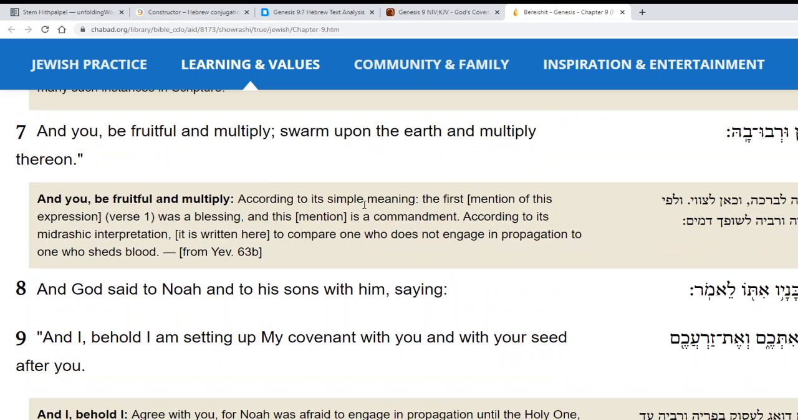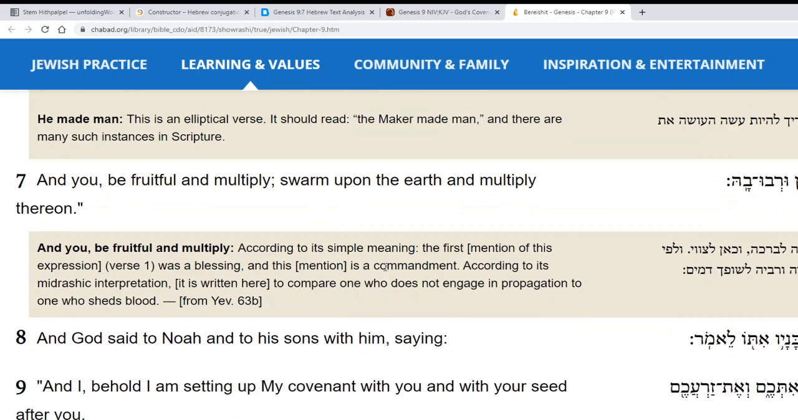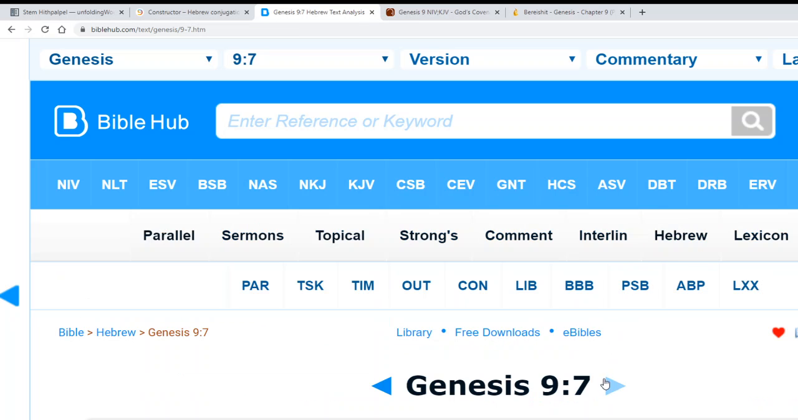Okay, let's see how Chabad does it. And you be fruitful and multiply, and they also did the semicolon. Now I see that. Swarm upon the earth and multiply thereon, right? So Rashi is saying that in verse 1, when we said be fruitful and multiply, that was God blessing them that they shall. And here, this is the actual commandment, which falls upon all humanity: you have a commandment to be fruitful and multiply. Okay, let's look at verse 8.